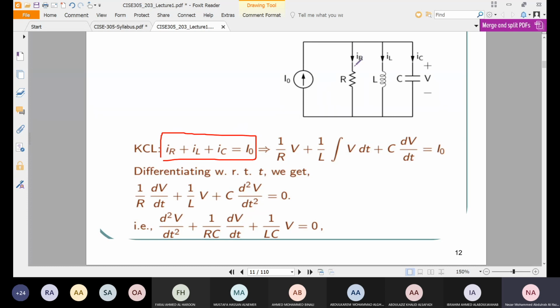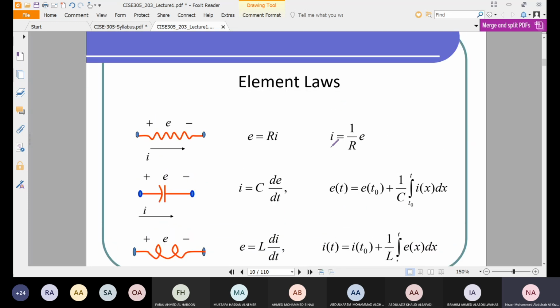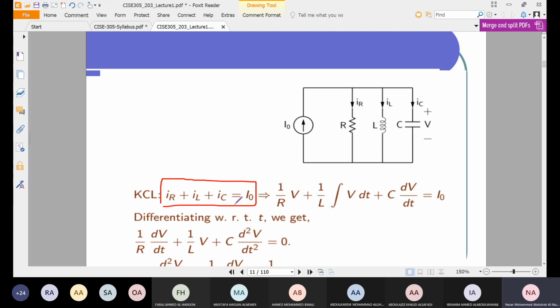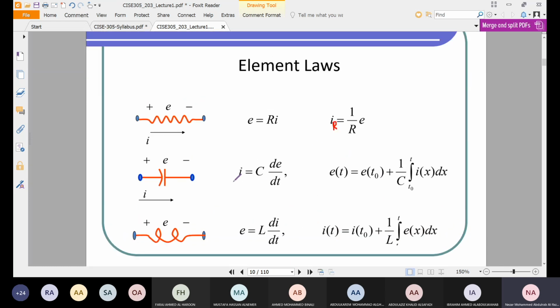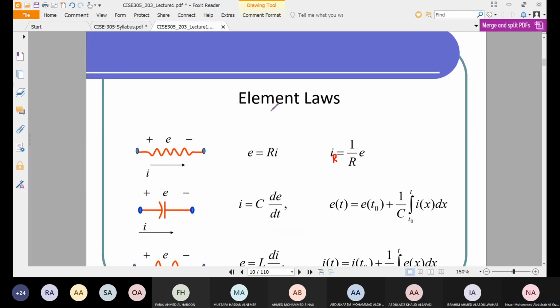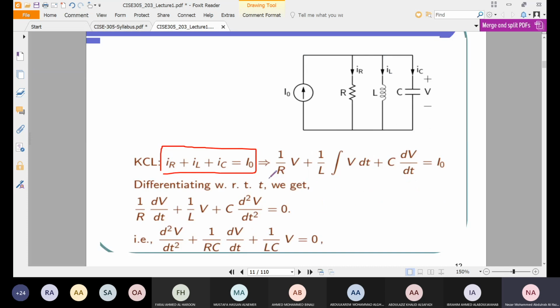What's IR? The current through the resistance, I get it from here. IR is equal to voltage over resistance. IL, I will get it from here. IL will be an integration. So in the exam, I will give you the elements law to solve this problem. After that, we substitute each current by its correct value, like this one.